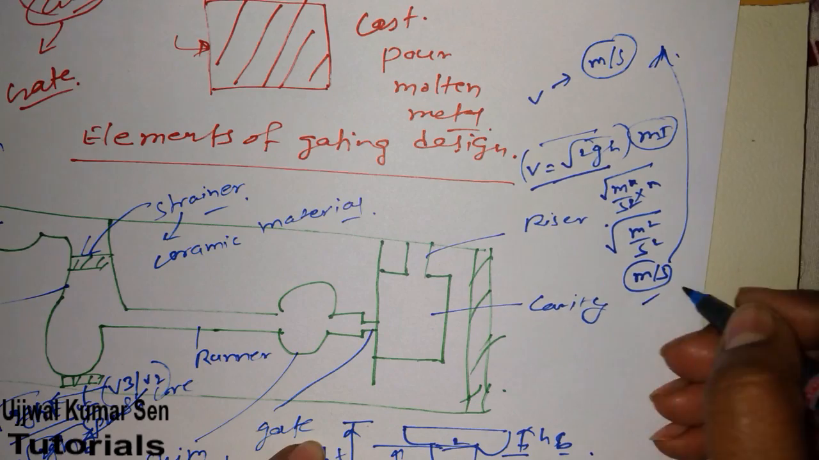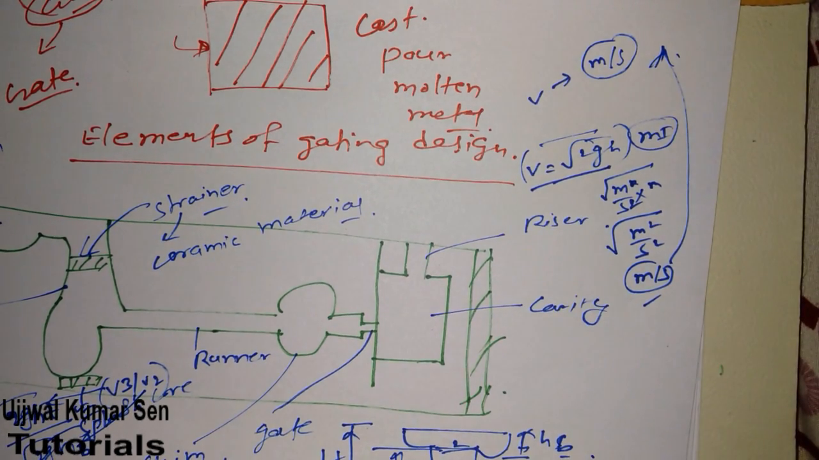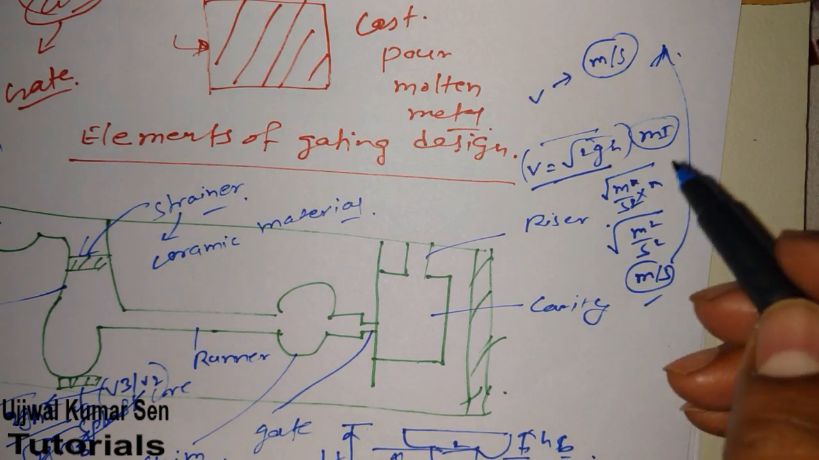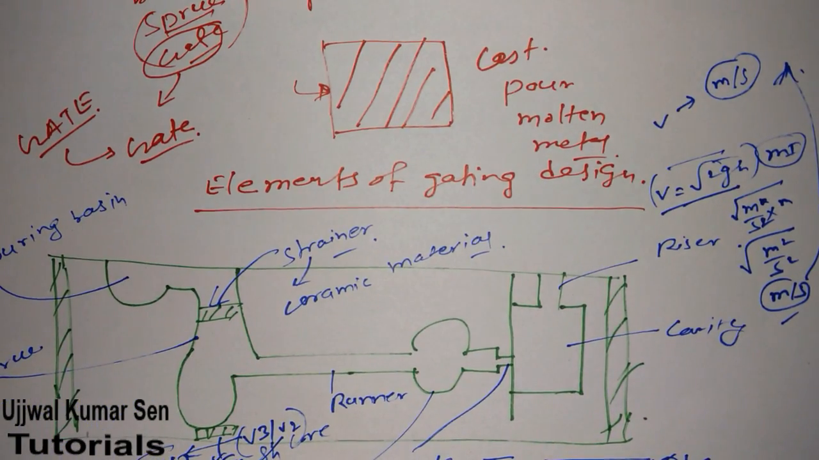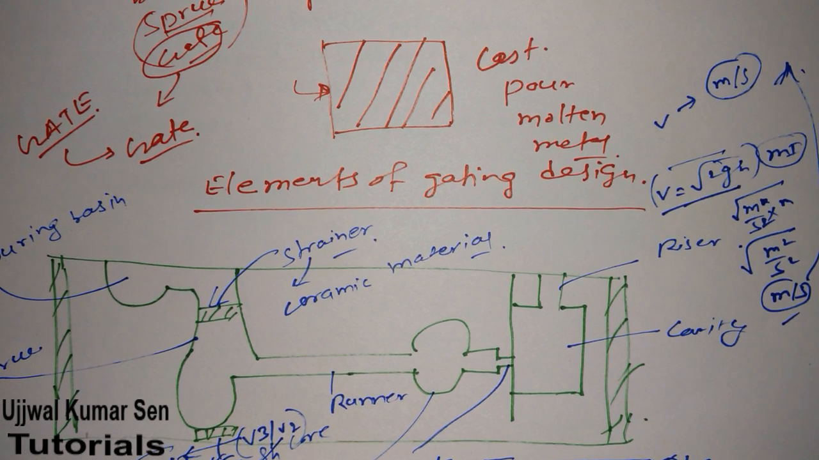Yes, I know that the unit of speed is also meter per second, but here we are talking about velocity only. So this is all about the simple concept of gate, not gate exactly, the simple elements and all that.